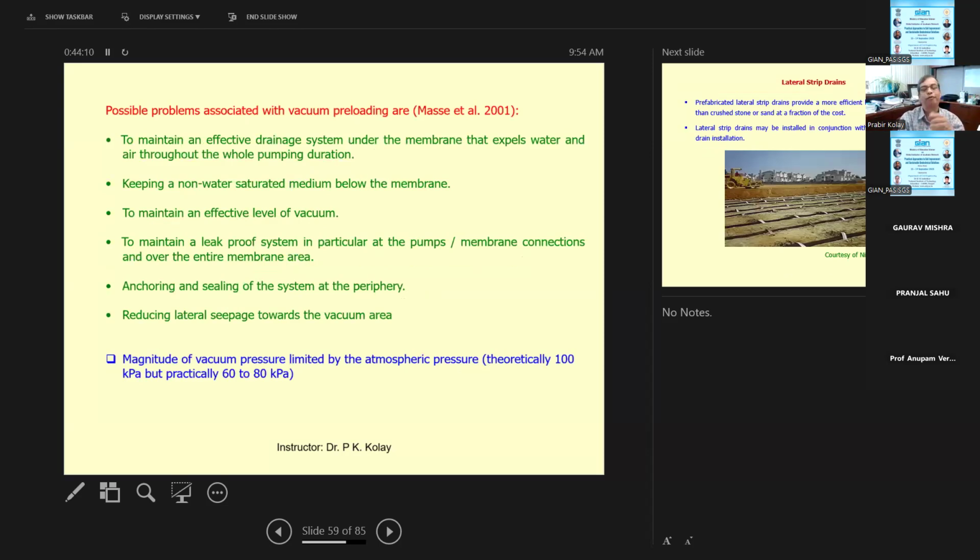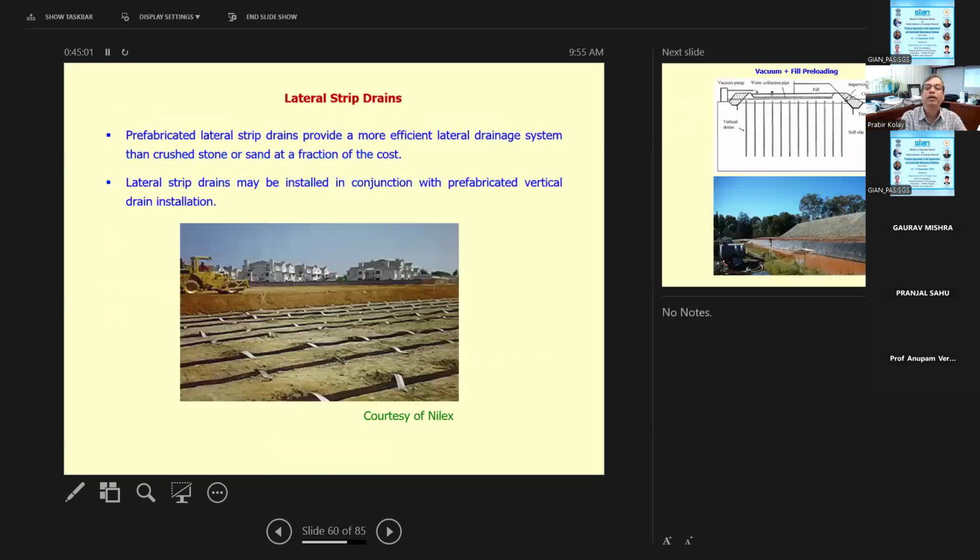And the problems associated with vacuum preloading, obviously, every method has some advantages and disadvantages. It is difficult to maintain an effective draining system under the membrane that expels water and air throughout the whole pumping duration. Keeping a non-water-saturated medium below the membrane is also difficult. Maintaining an effective level of vacuum means you need to be properly sealed. Maintain a leak-proof system, in particular at pumps or membrane connections. Anchoring and sealing of the system at the periphery is also needed, where the pump and peripheral drain are. So anchoring is required, and also reducing the lateral seepage towards the vacuum area. Theoretically, it applies around 100 kPa, but practically it is 60 to 80 kPa. There can also be a lateral drain to remove the water.